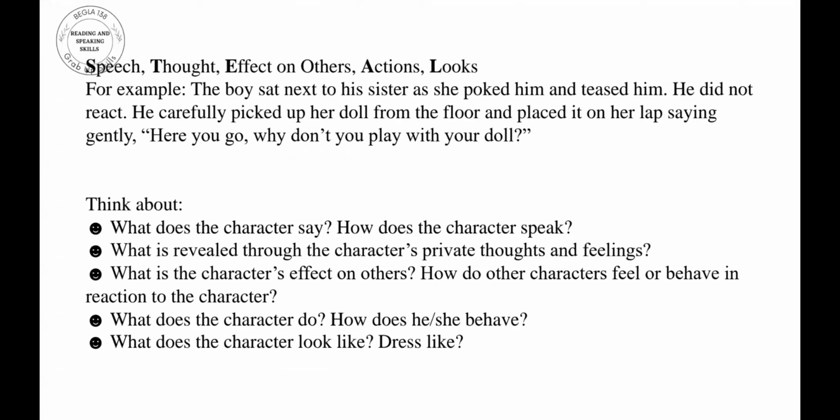The boy sat next to his sister and she poked him and teased him. So here it tells us the boy is very gentle to his sister, but the sister is very bad to her brother because she is poking him, teasing him. But he did not react badly. He reacted in a good way, picked her doll up and gave it to her, saying, "Let us play," or "Here you have your doll to play." It shows his gentleness, which leads to characterization, the main part.